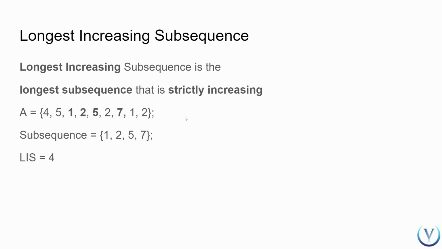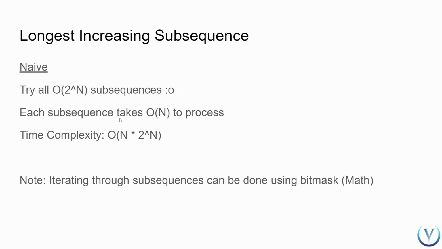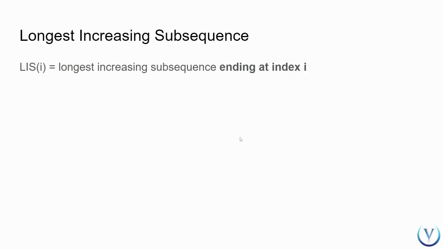If we stare at this array for a while, one can check that the longest increasing subsequence has length 4, given by 1, 2, 5, and 7. Now the naive approach would be to iterate through all 2 to the n subsequences, which can be done using a bit mask, and each subsequence takes O(n) time to process using a simple for loop. The total time complexity will be n times 2 to the n, which is way too long. So let's try to use dynamic programming to solve this question.